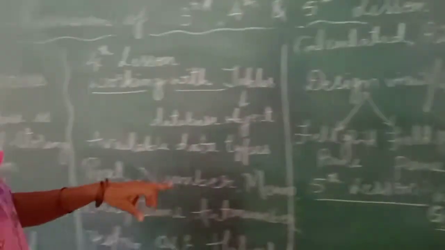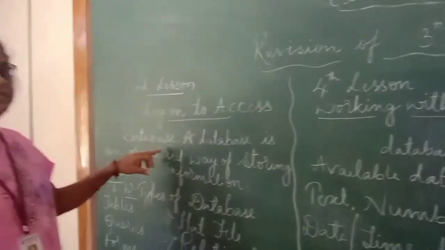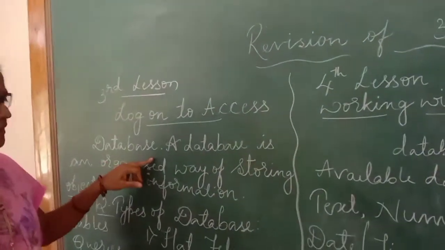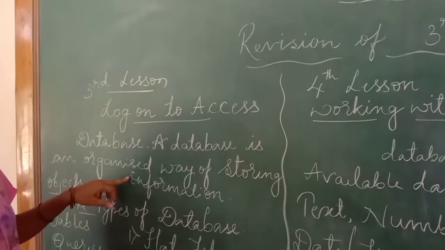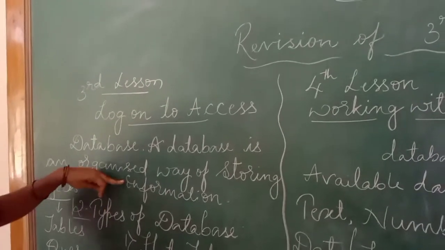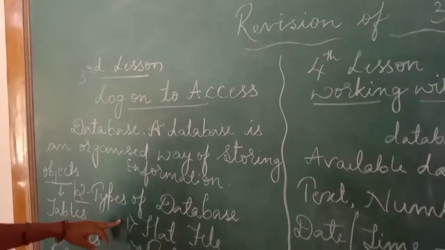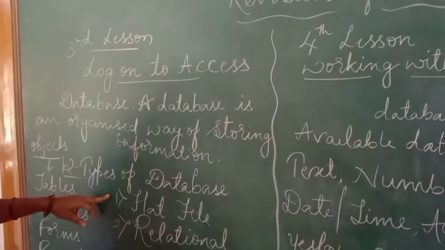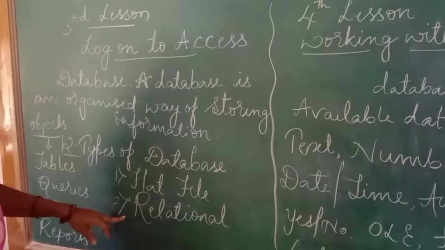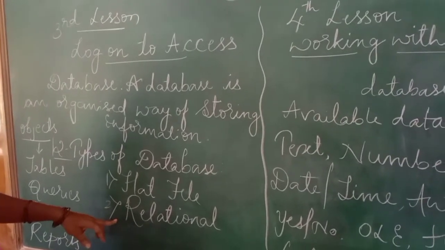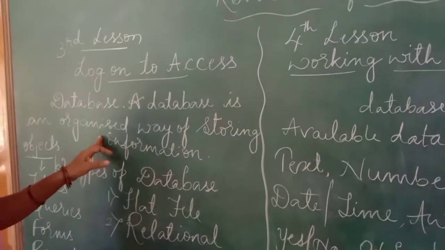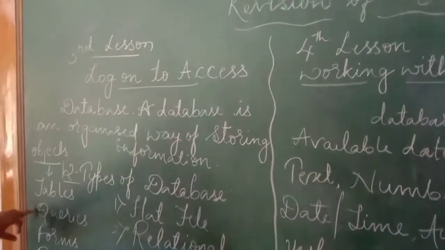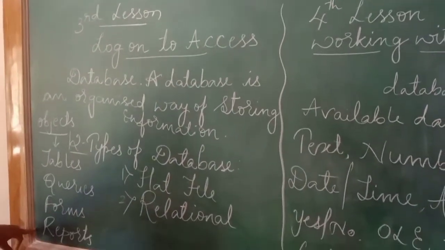Some recapitulation about the chapters: what is a database? A database is an organized way of storing information. There are two types of databases, flat file database as well as relational database. Some of the objects or components of a database are tables, queries, forms, and reports.